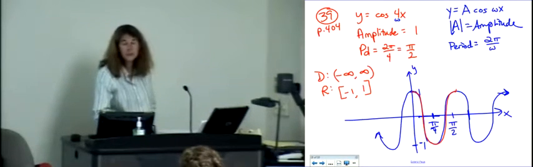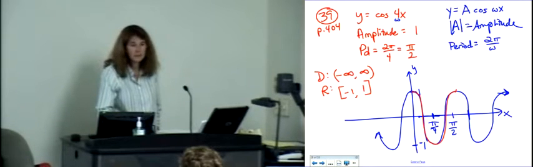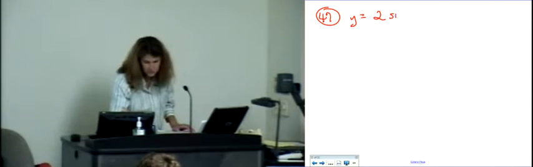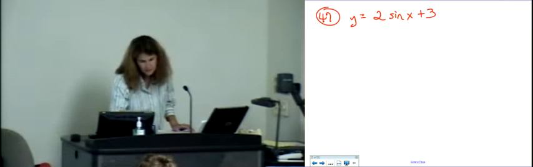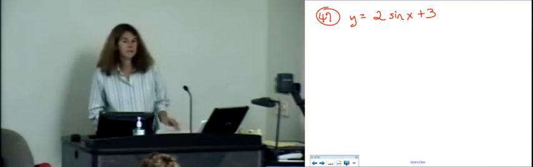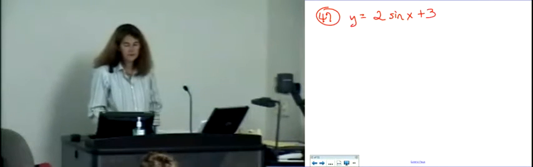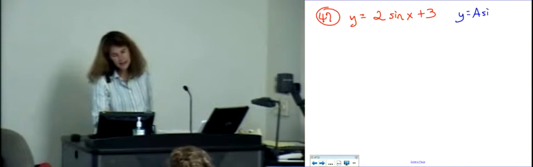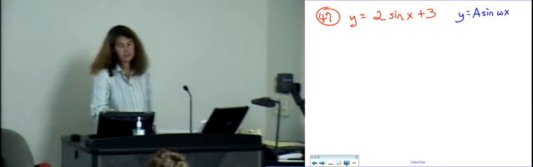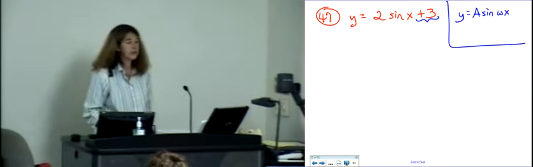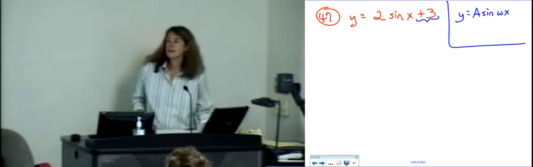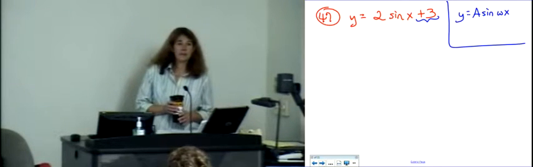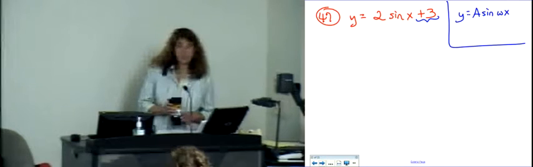Okay, 47. So everyone finished with 39 here. That's a good one to look at. Y equals 2 sine x plus 3. We've been seeing y equals a sine omega x. So what does this plus 3 do? It shifts it how? Up 3 units. That's a vertical shift there. It shifts it up 3 units.